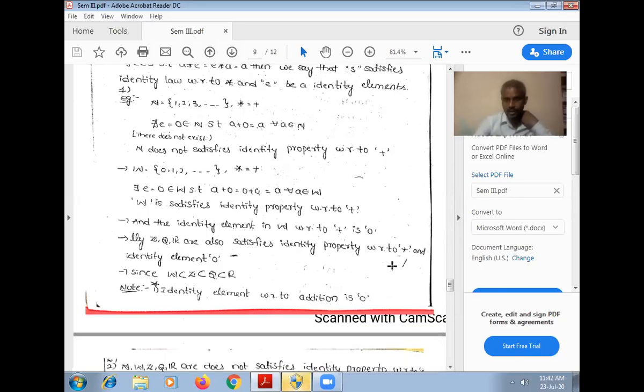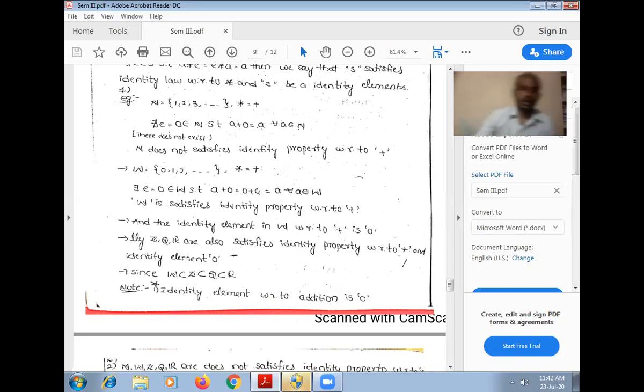Therefore W satisfies the identity property with respect to plus, because A plus 0 equals 0 plus A equals A, where A belongs to W, and at the same time the existing value, 0, also belongs to W. So W satisfies the identity property with respect to plus. The identity element here is 0, because you can add 0 to any element and we get that number. So 0 is the identity element in W.